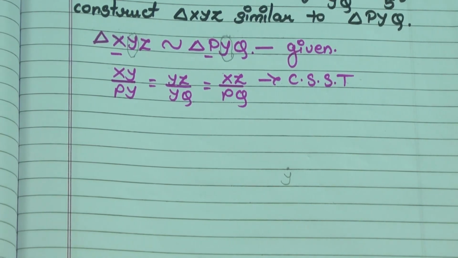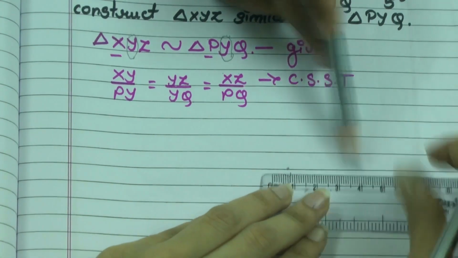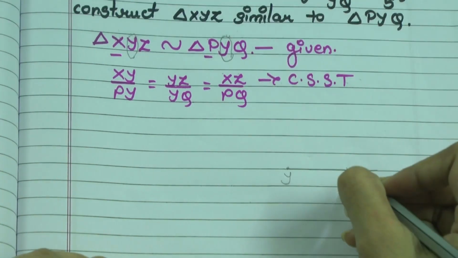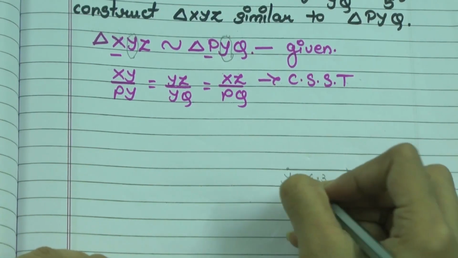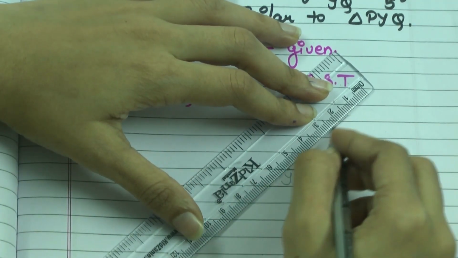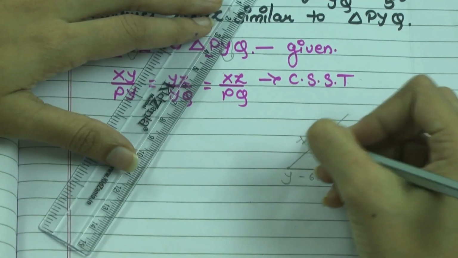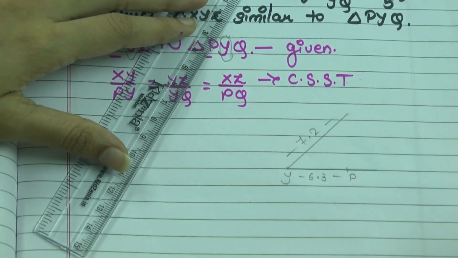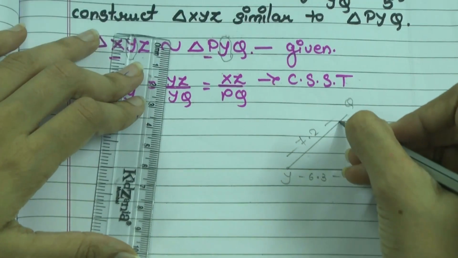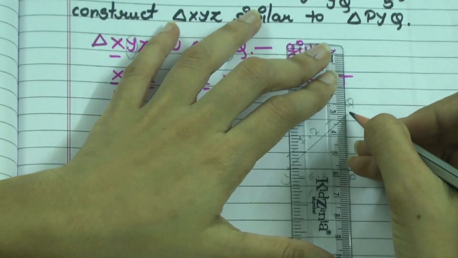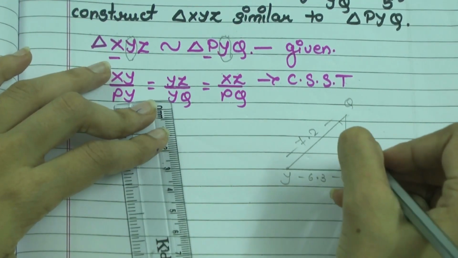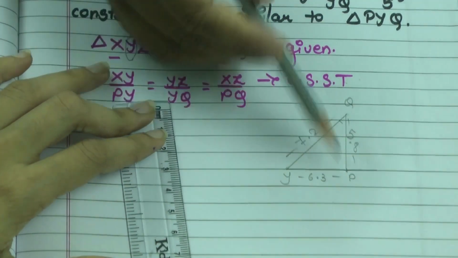YP is 6.3. Draw a line, it is a rough diagram. YP is 6.3 and YQ is 7.2 and PQ is 5.8. Yeah, PQ is 5.8. It will be easy to construct this triangle.